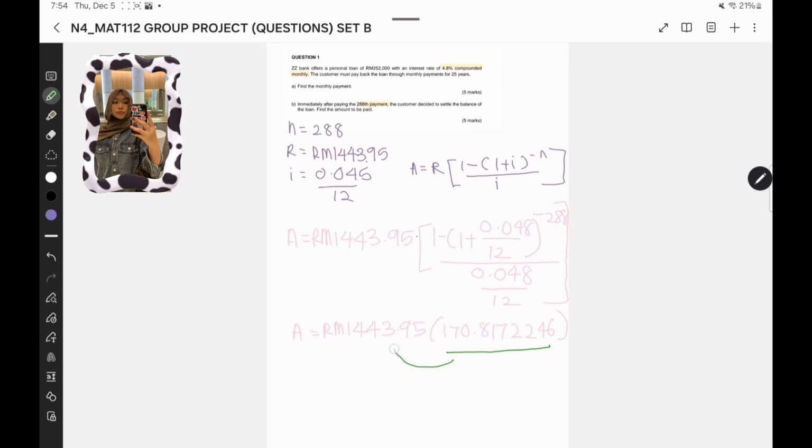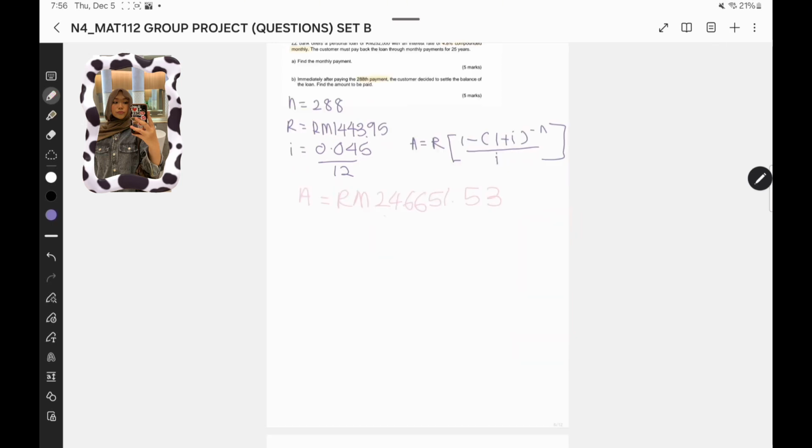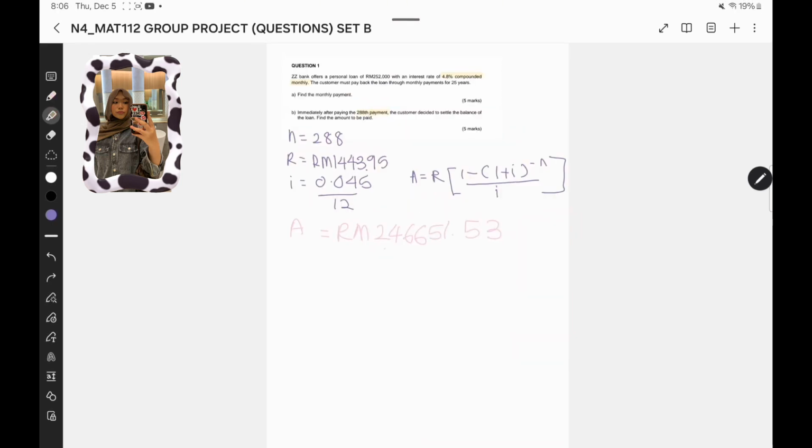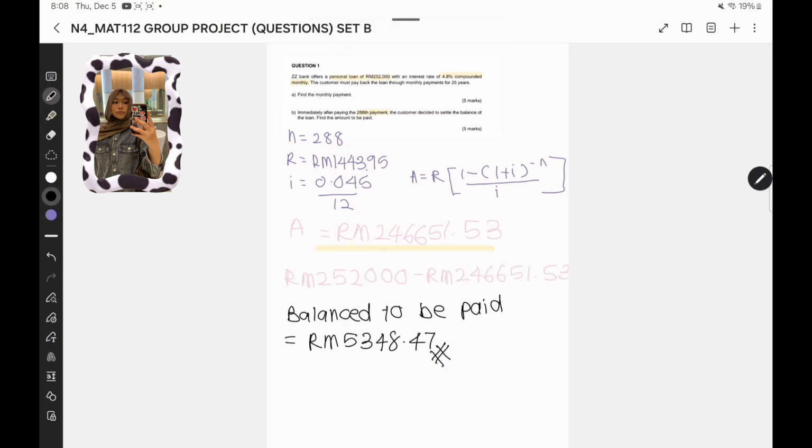Next, you need to multiply with this. This is the answer. We have not finished yet. We need to minus the amount of the personal loan with this answer to get the final answer. So this is the final answer. The reason why you need to minus this answer with the personal loan is because you need to find the balance of the loan. This is the total and this is the balance.